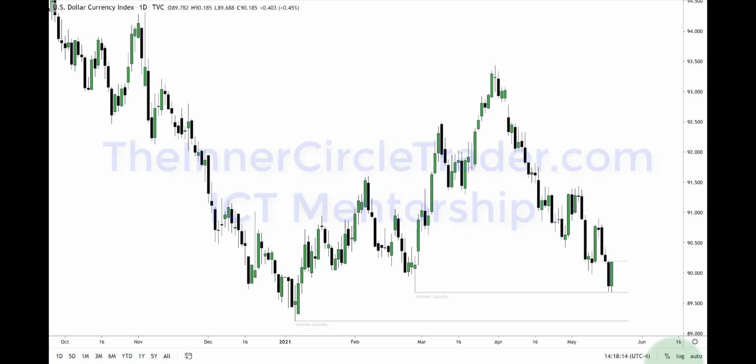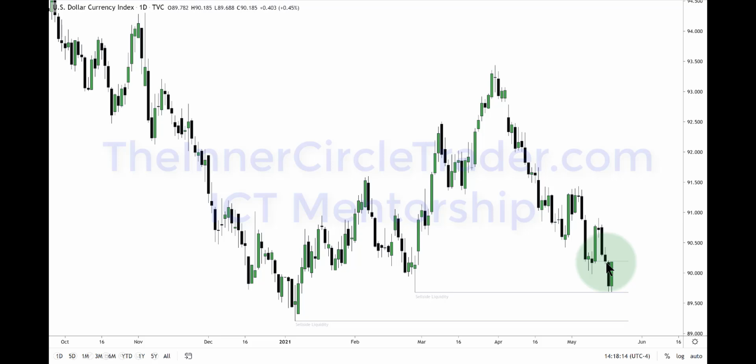This is our daily chart for the dollar index. Okay, you can see we traded down into this old low. Didn't quite get through it yet. That is what I'm expecting. We're getting a little bit of a retracement in here.